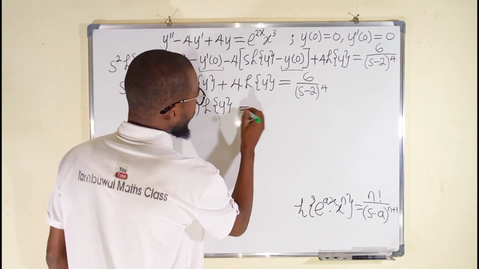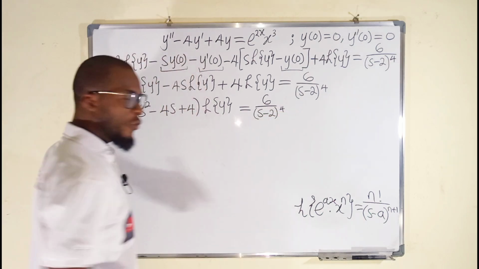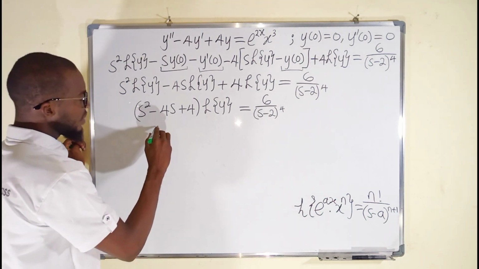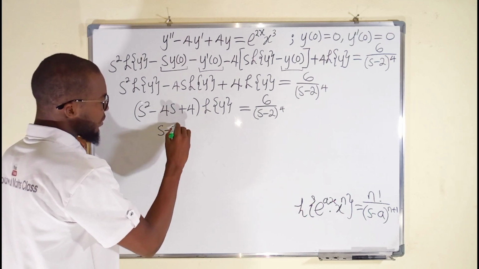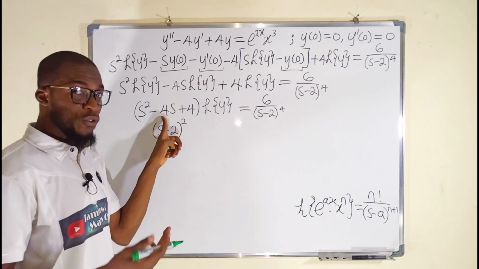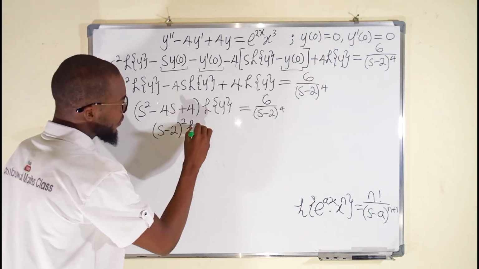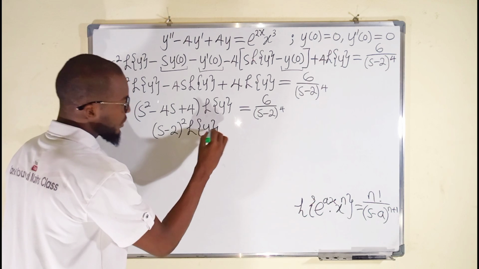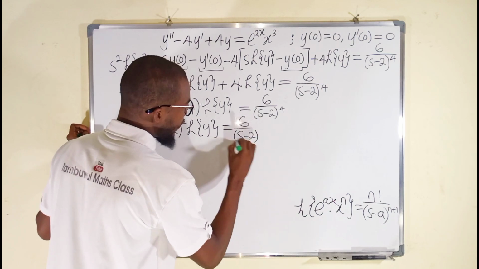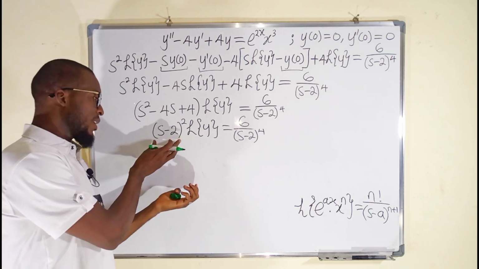And to the right hand side, we have 6 divided by (s minus 2) to the power of 4. This is a perfect square quadratic trinomial, which is the same thing as (s minus 2) to the power of 2. Remember, half of negative 4 is negative 2, squared is 4. This means that this is a perfect square, multiplied by the Laplace transform of y, and this is equal to 6 divided by (s minus 2) to the power of 4.